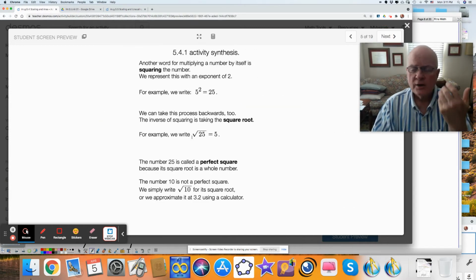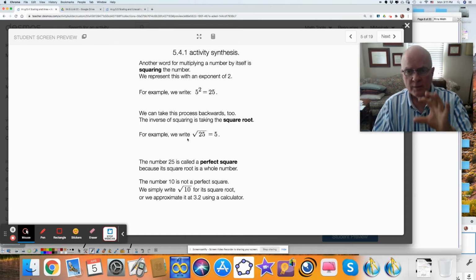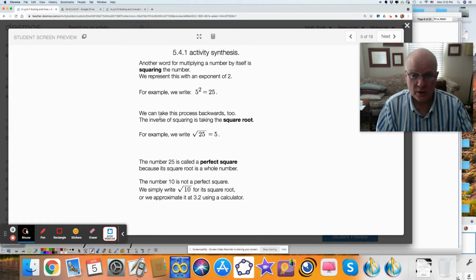So another word for multiplying a number by itself is called squaring the number. We represent this with an exponent of 2. So you have a base and you have the exponent. You multiply the base by itself that many times. You do not multiply the base times the exponent. You multiply the base by itself, the exponent number of times. So 5 times 5 is 25. 5 squared is 25. And we can take this process backwards, and the inverse of squaring is taking a square root. So the square root of 25 is 5. And the number 25 is called a perfect square because its square root is a whole number.